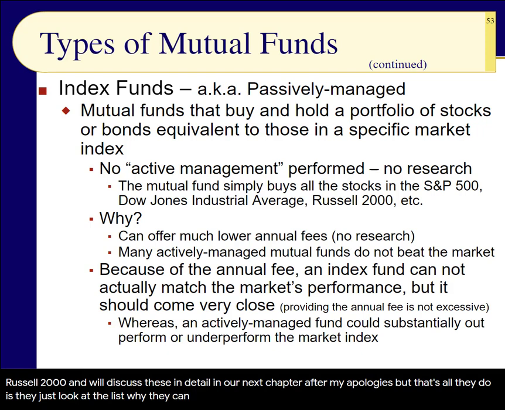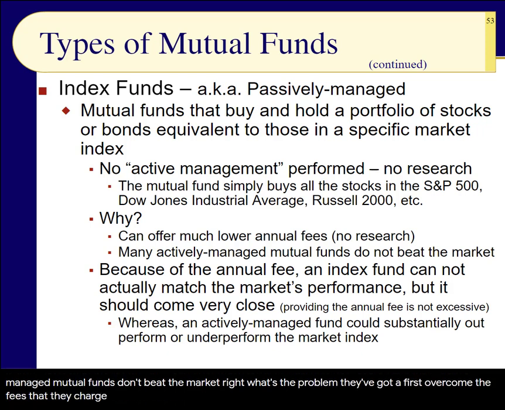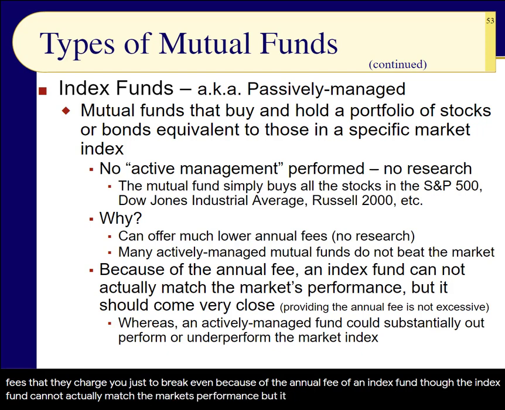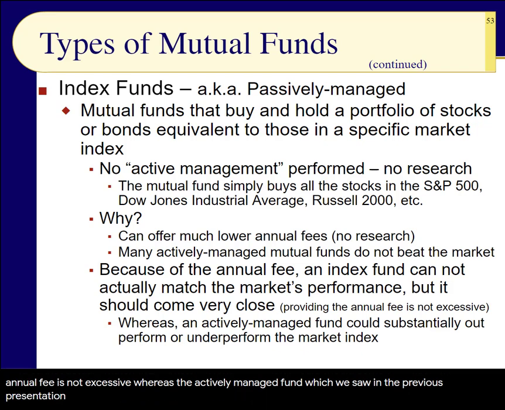Why? They can offer much lower annual fees, no research, and many actively managed mutual funds don't beat the market, right? What's the problem? They've got to first overcome the fees that they charge you just to break even. Because of the annual fee of an index fund, though, the index fund cannot actually match the market's performance, but it should come very close, providing the annual fee is not excessive, whereas the actively managed fund, which we saw in the previous presentation, could substantially outperform or underperform the market index.